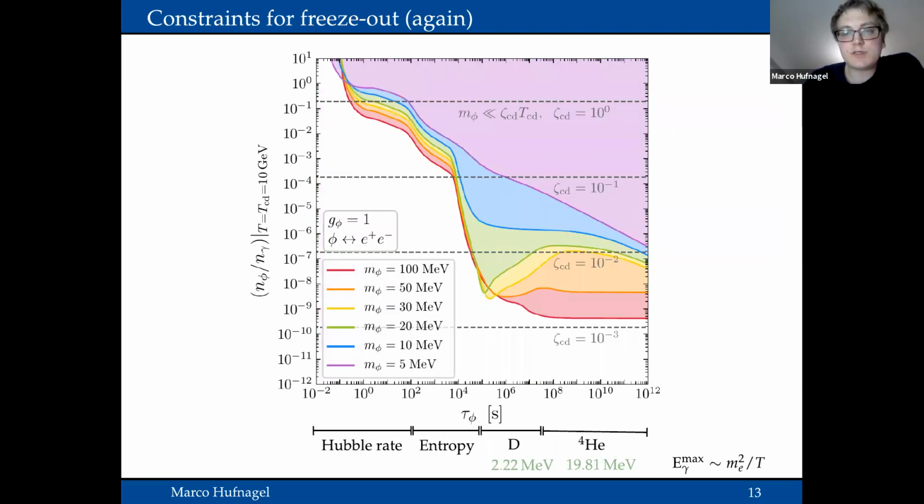And you also see this in this plot here, right? If you go to smaller masses, you see that these different bumps essentially disappear. Here for 10 MeV, for example, you get a prominent bump from deuterium disintegration. But if you go to 5 MeV, which is only marginally above the disintegration threshold for deuterium, then this bump basically goes away. So here you also see that photo disintegration becomes less relevant if you go to very small masses. But you will always have these constraints from entropy injection and the one from the Hubble rate. Not sure if this answers your question. Yeah, that answers the question. Thanks. You're welcome.